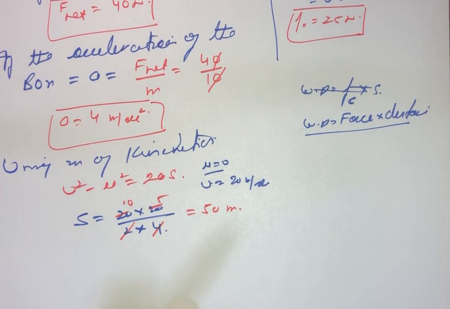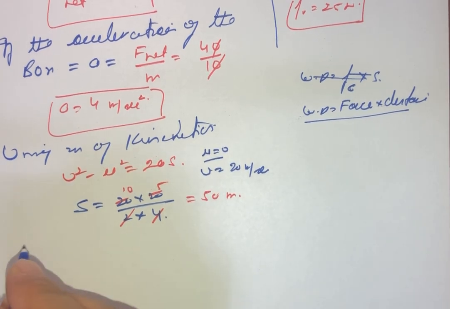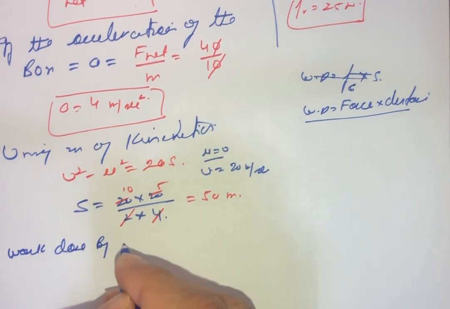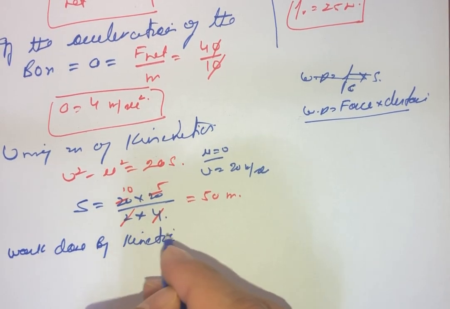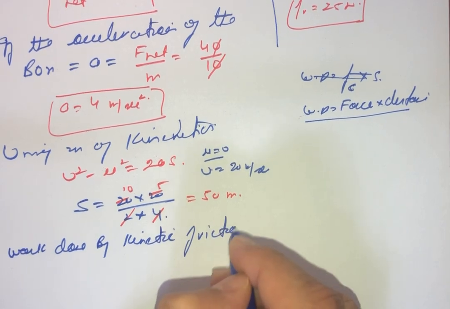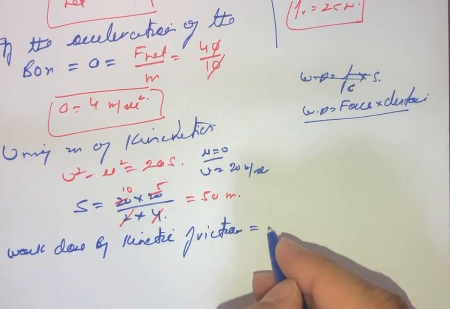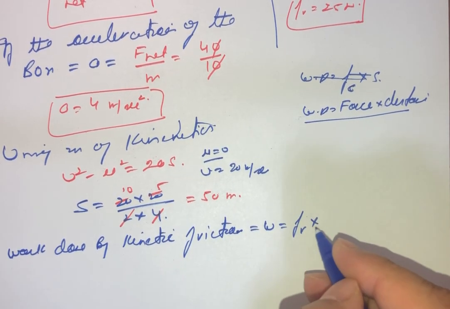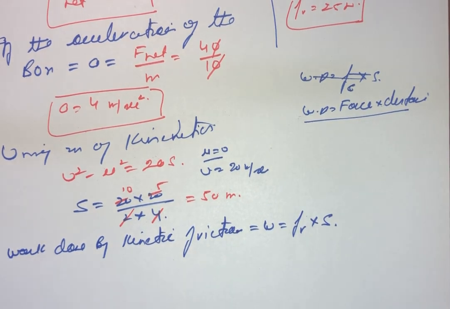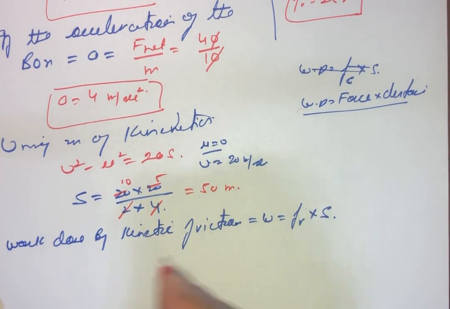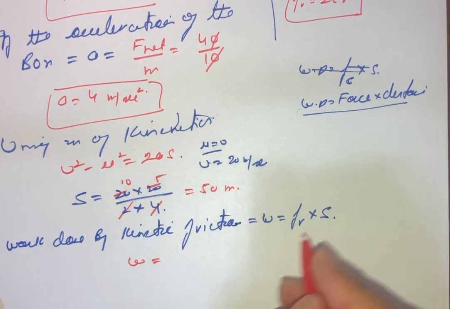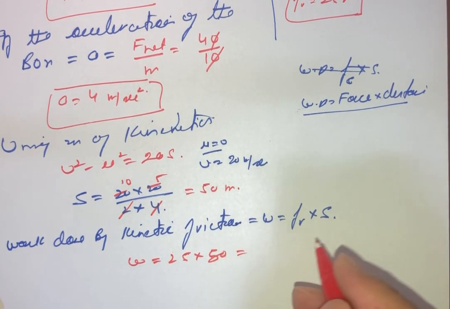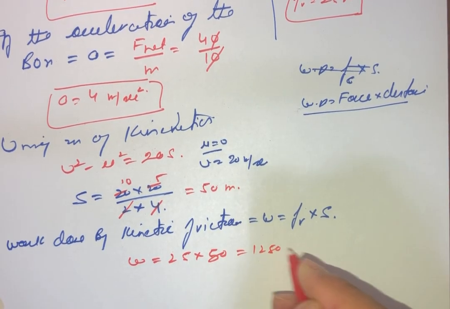And we are supposed to find the work done by the kinetic friction. Okay. So work done by kinetic friction will be equal to W, which is equal to force of friction, which is kinetic, multiplied by distance s, and Fr we already know is 25. So work done W, Fr is 25, multiplied by 50, this comes as 1250 joules.